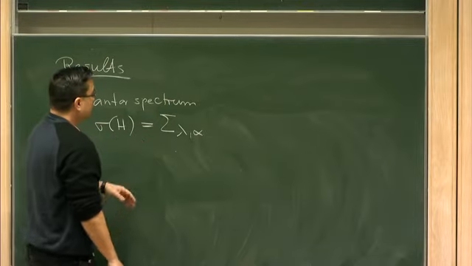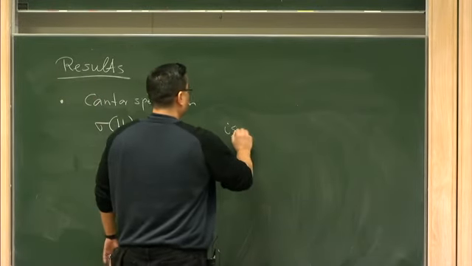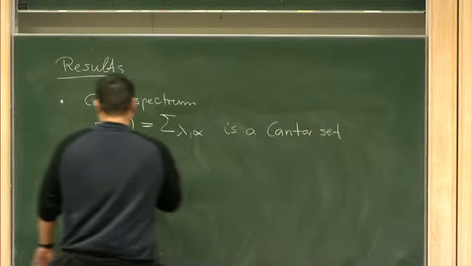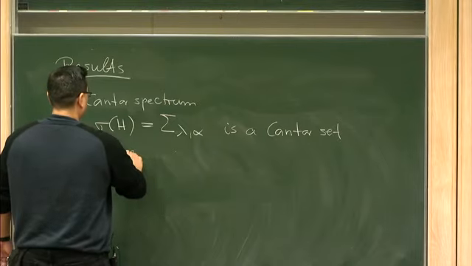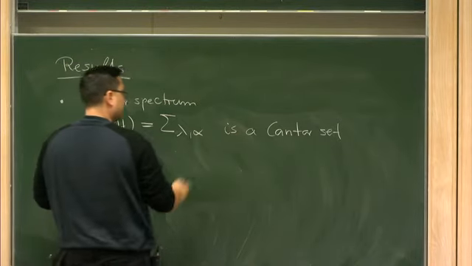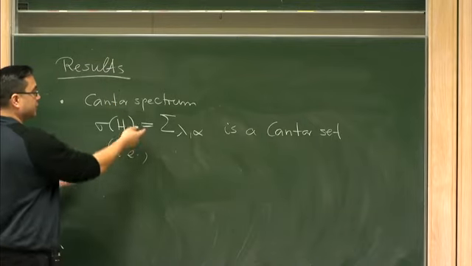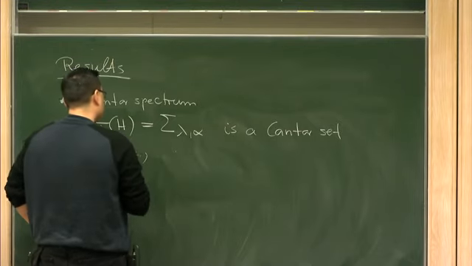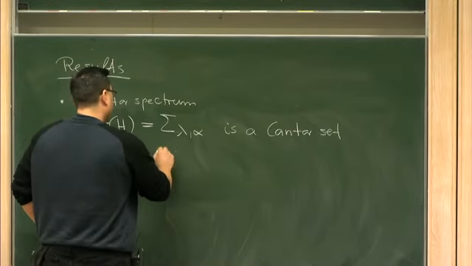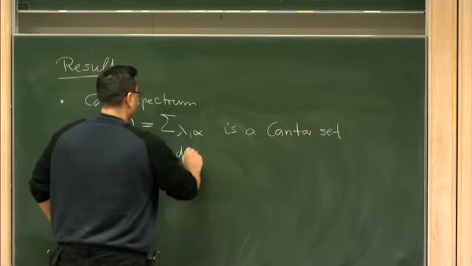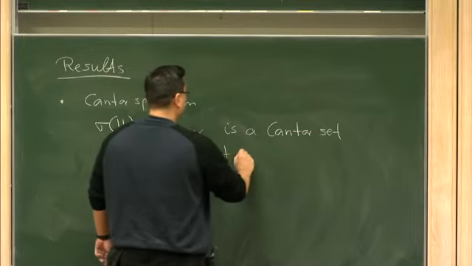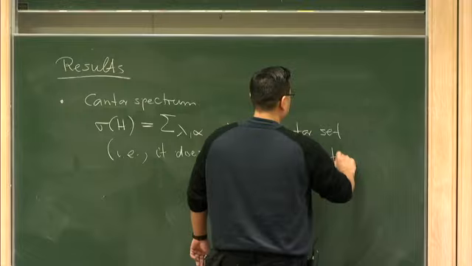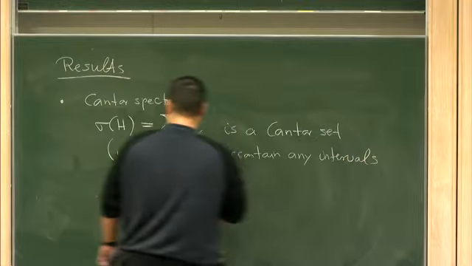And so this set here is a Cantor set. And what do I mean? So in this context, for subsets of the real line that are, by definition, compact, because it's a spectrum of a bounded self-adjoint operator, it is a compact subset of the real line. It does not contain any intervals or isolated points.